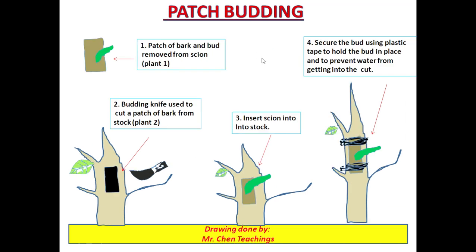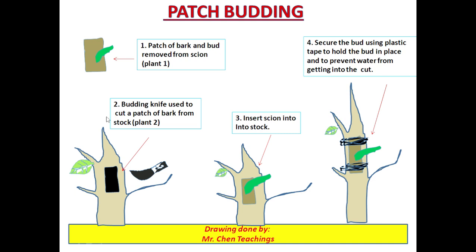The patch budding is different. In this case, one, a patch of bark and bud is removed from the scion. So you have your plant, say you can also use this on the Julie mango tree. Say you remove a bud, but in this case, it would look like a shield or a square, a rectangle. So you remove a rectangle of bark and wood with the bud. Alright, so that's the main difference.